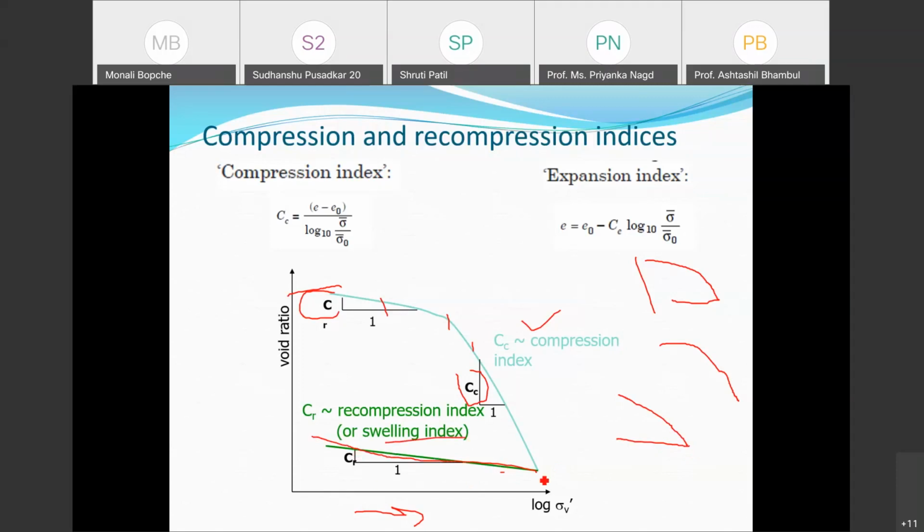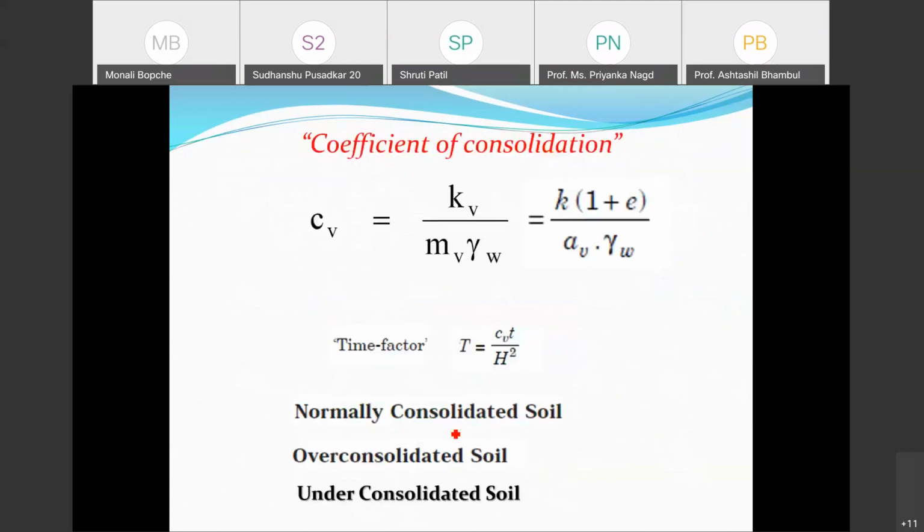But this expansion will not reach its original void ratio, because certain structural changes take place in the soil mass. Hence, we cannot go back to the initial void ratio. If I want to find out the compression index, I can take this equation: e minus e0 upon log10 of sigma bar upon sigma 0. And for the expansion index also, I can get it. So this ratio you can calculate.